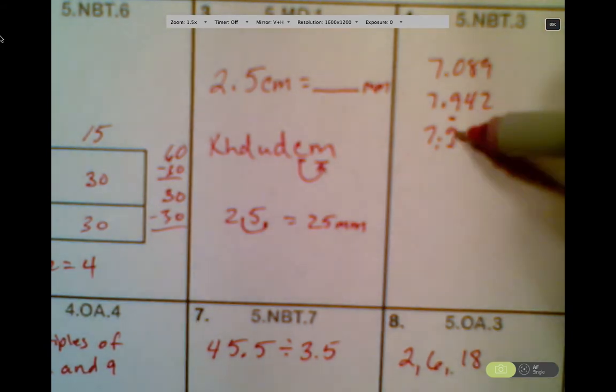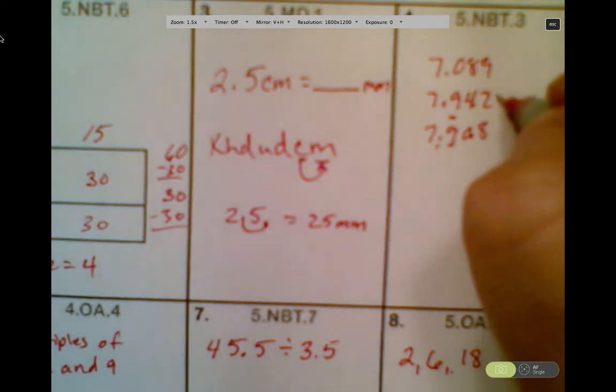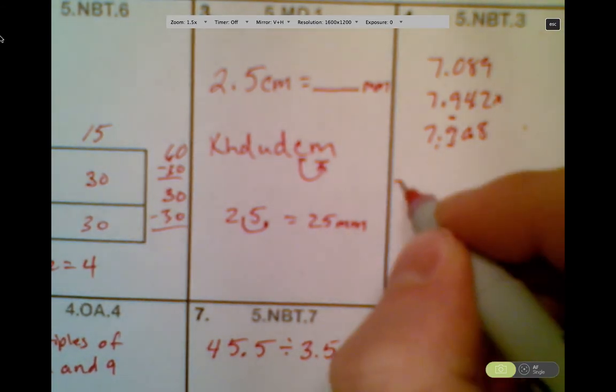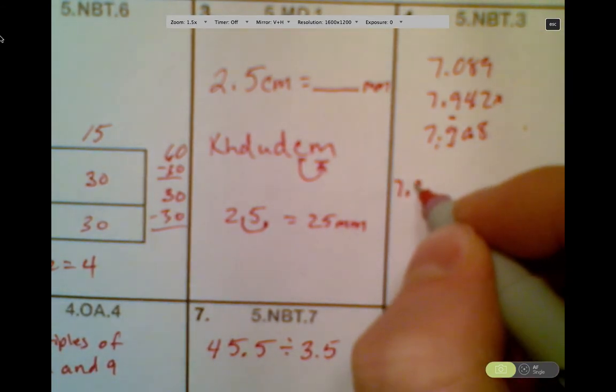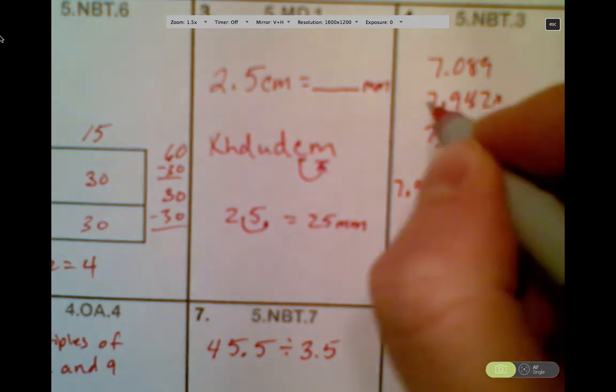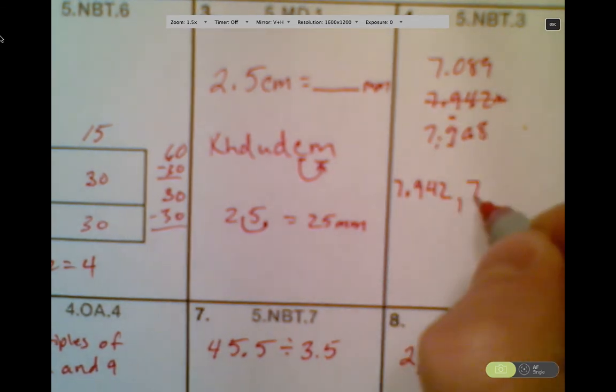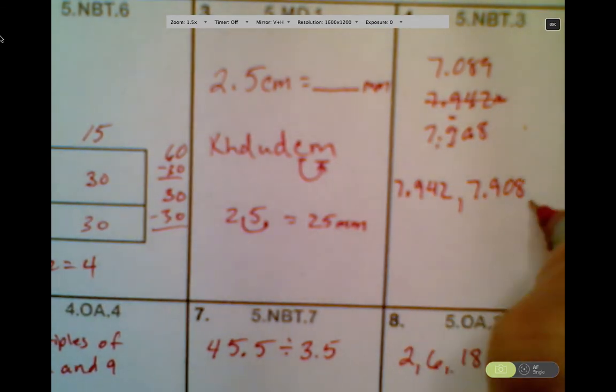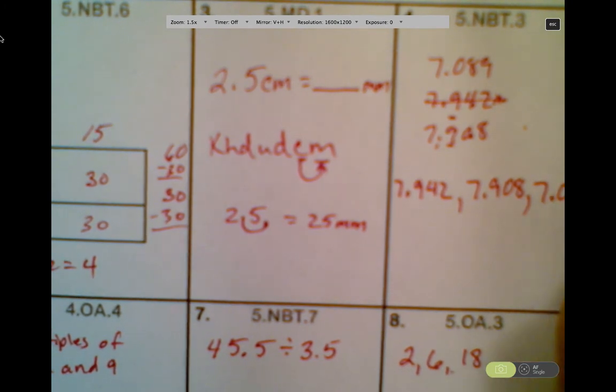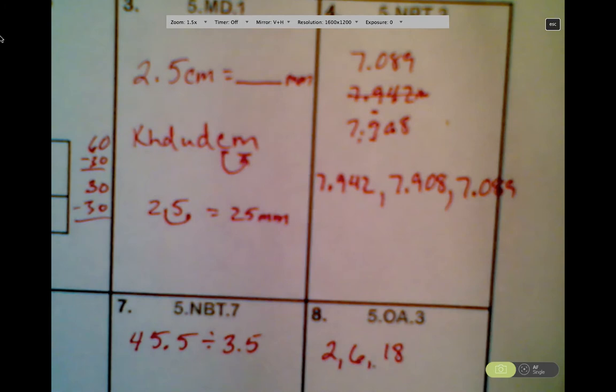Go over to the hundredths column. A 4 is larger than a 0. So this one right here is going to be first. We'll just go ahead and write that. 7 and 942 thousandths. Then it would be 7 and 908 thousandths. And then finally 7 and 89 thousandths. Oh, there's your answer.